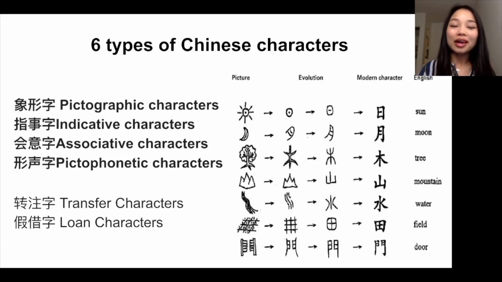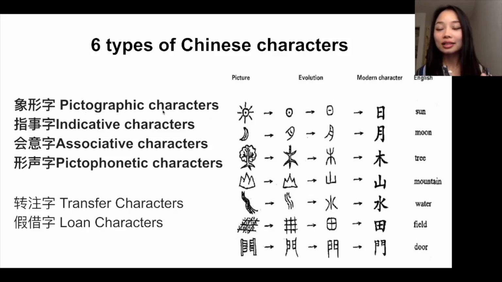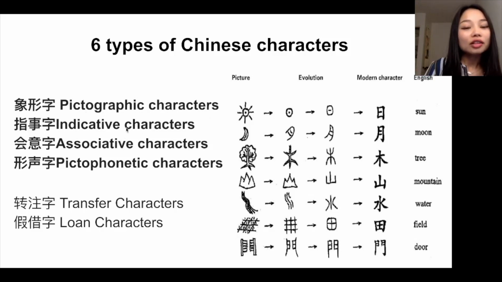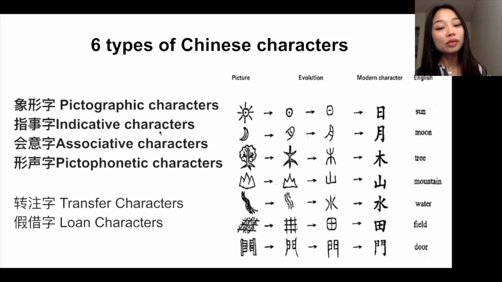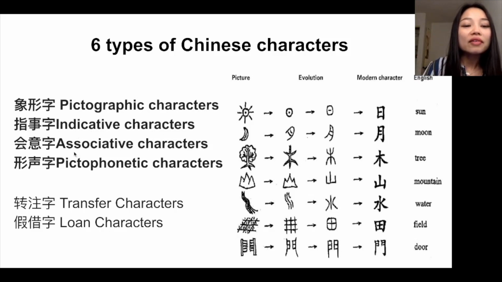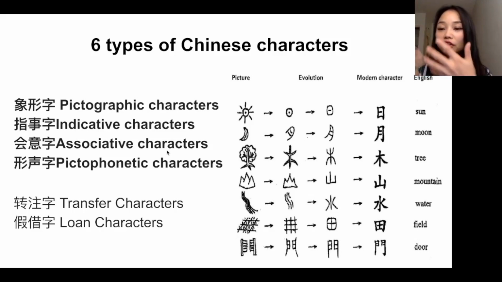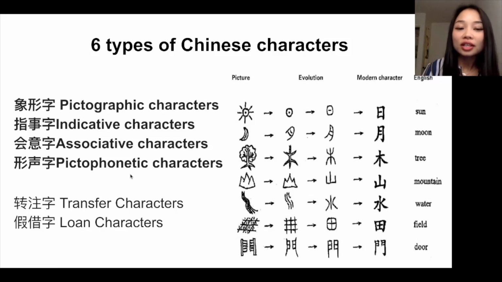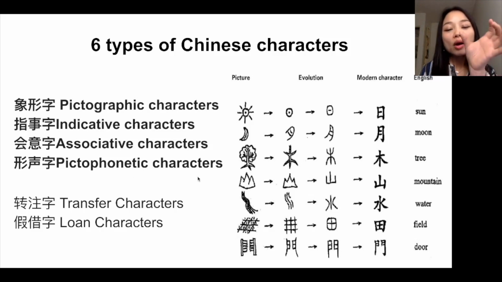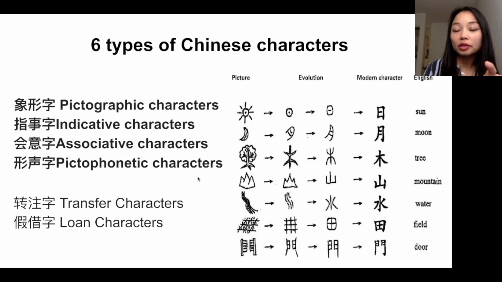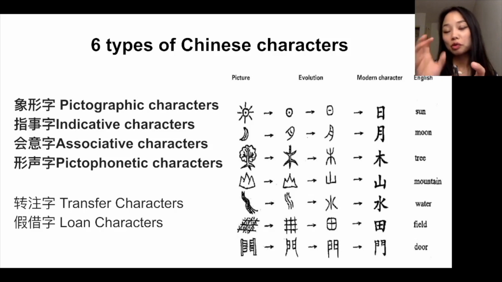All right, review. We learned 6 types of Chinese characters. We have pictographic characters, where the character looks like the original picture. We have indicative characters, which indicate the meaning of the character. We have associative characters, where 2 or more characters are combined to make something new. We also have Picto-phonetic characters, where one part of the character marks the meaning and the other part indicates the sound, so you will know what they mean and how to pronounce them.